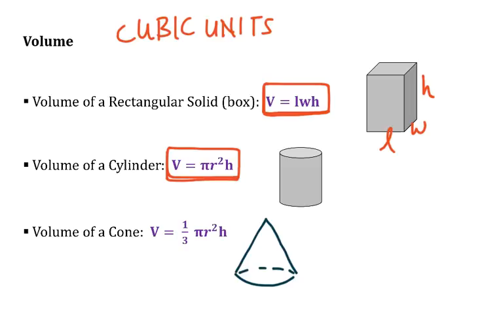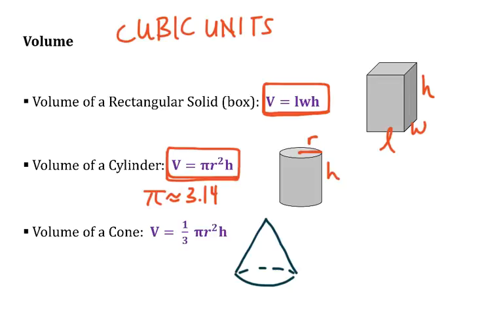So in this formula, pi is the irrational number we saw in some previous videos that we can approximate by 3.14. R is for radius, which means the radius of the circular base or top of the cylinder, and that's a measure from the center to the outside. And then H is for height.